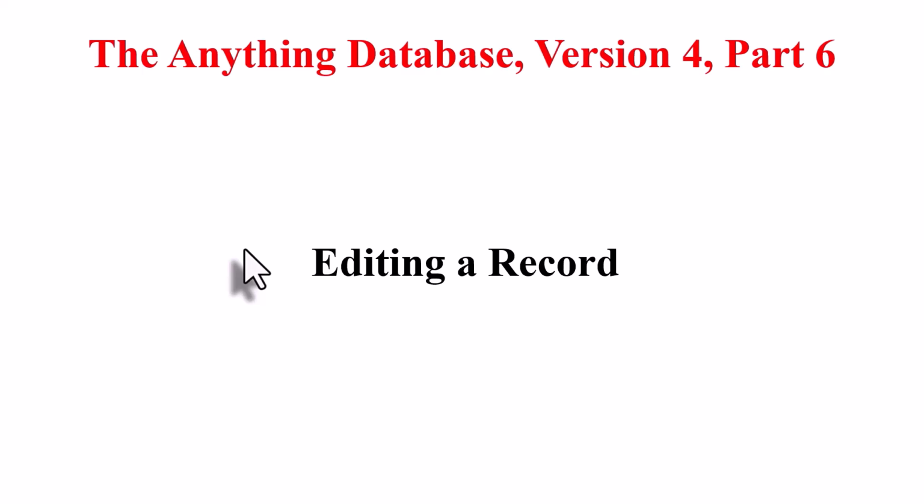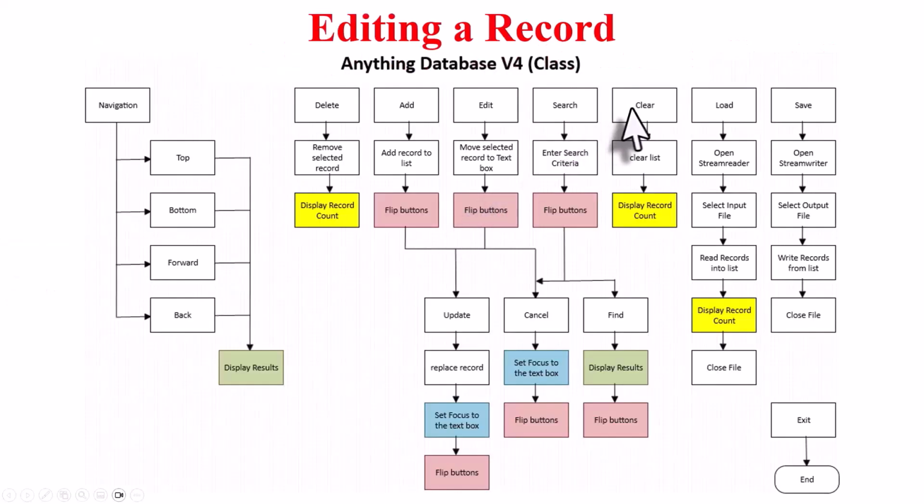So we're looking at taking a record and editing it. The Anything Database version 4 part 6 is editing a record. That's what we're going to do now. The editing is complex in the sense that it needs to be somewhat like the add, except maybe a little bit more so, because there are different decisions the user is going to make. You can see we're going to be moving our selected record to a text block. We're going to flip our buttons. Then we have the update and cancel procedures that are going to be taken into place too. Now remember, these are the same update and cancel we use in the add button. So can we use them just as is, or do we have to make some modification? We'll have to check on that. Let's take a closer look.